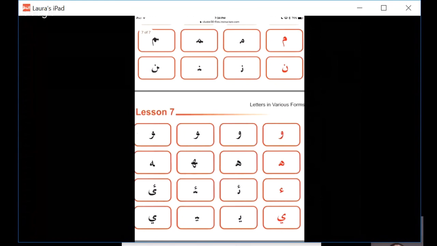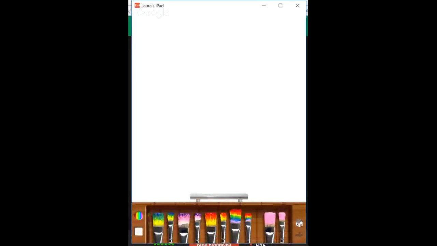And then we'll go to ya. Ya in isolation, your last row. Ya in isolation. At the beginning of the word, it looks like ba, ta, and tha, but just with 2 points down. In the middle of the word, and finally at the end of the word, it gets that big shape again. Okay, so let me show you what I meant about the letter ha.